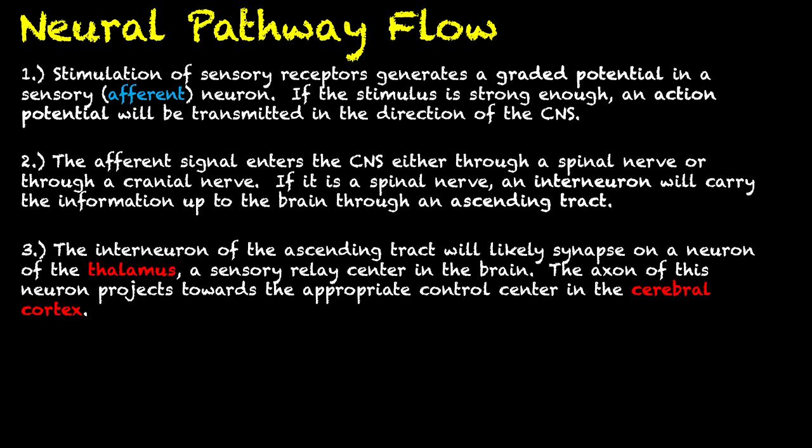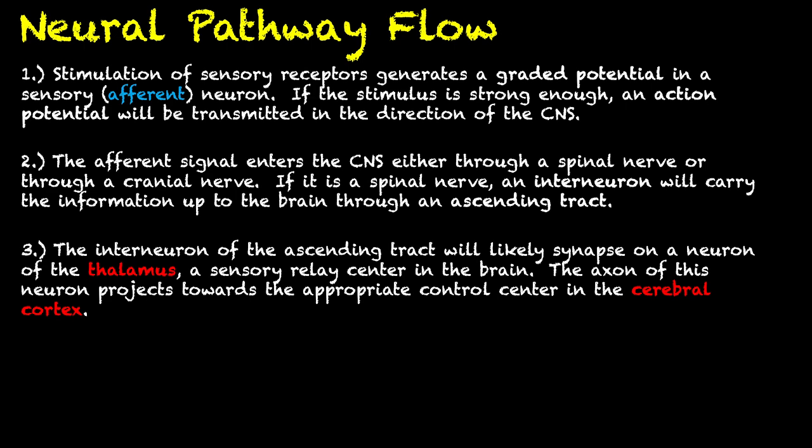So when sensory information gets relayed through the thalamus, it figures out which particular part of the brain, which part of the cerebral cortex, that sensory information needs to go to. So that is the function of the thalamus.